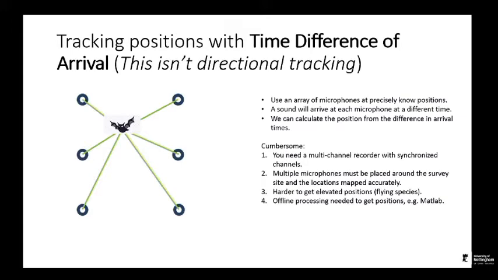I think one of the reasons for that is it's a bit cumbersome. You need a multi-channel recorder, the channels need to be synchronized in time, and you need multiple microphones placed all around the survey site, so that means lots of microphones, lots of measuring, lots of cables. It's harder to get elevated positions, so for flying species it's not quite so useful, because the hyperbolae intersect at shallower angles when things are up in the air. Also, very often you need offline processing afterwards with your recordings to actually get the numbers out.